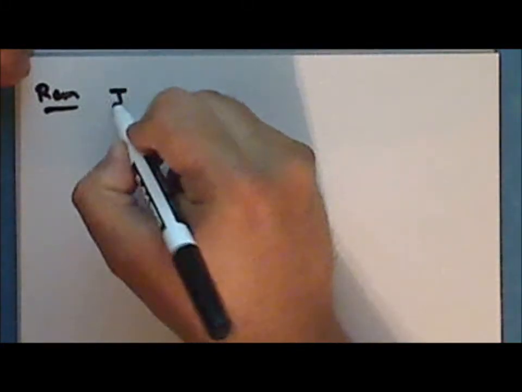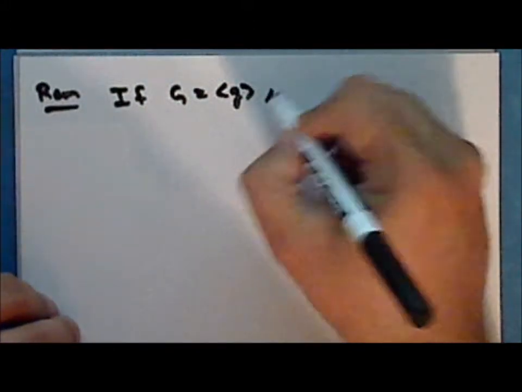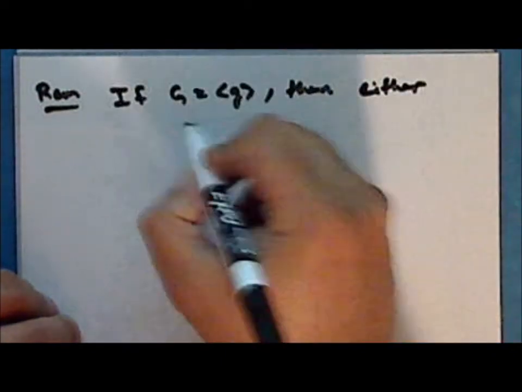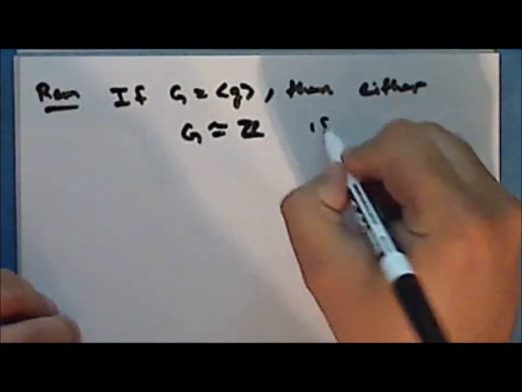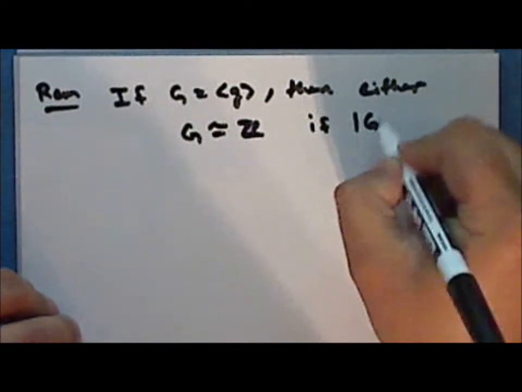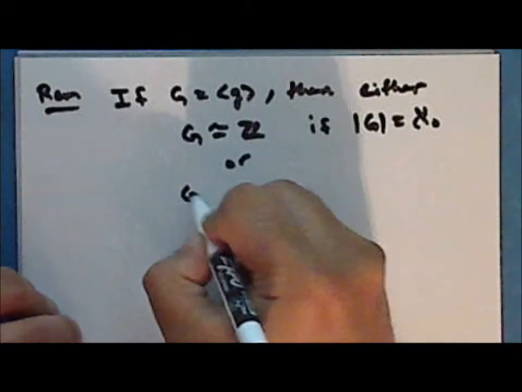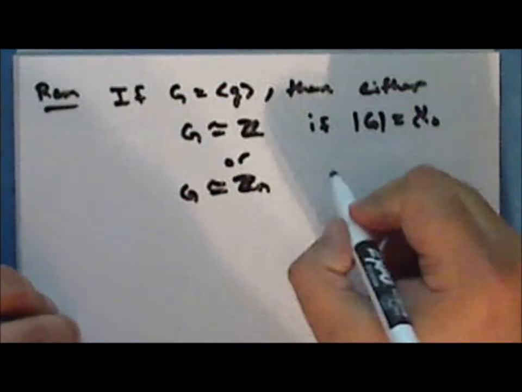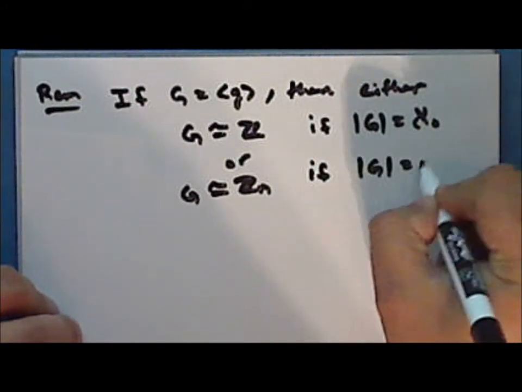Okay, so in the previous two lectures, we learned that if a group is cyclic, then either that group is isomorphic to the integers under addition if the group has infinite order, or the group is isomorphic to the integers modulo n under addition modulo n if the group has finite order n.